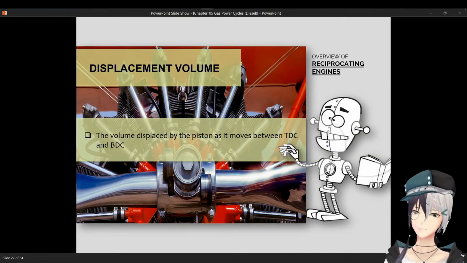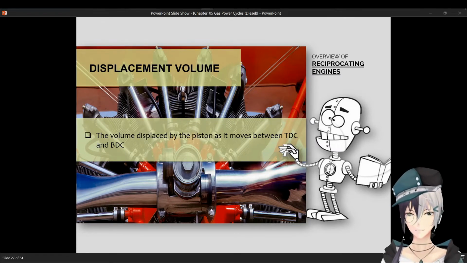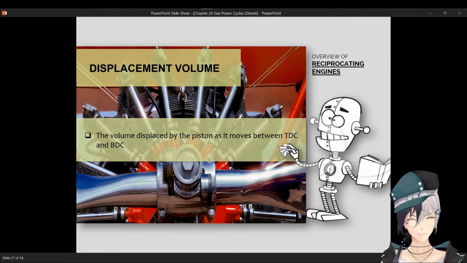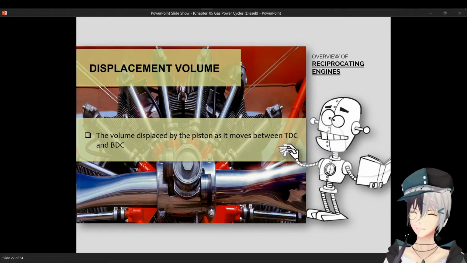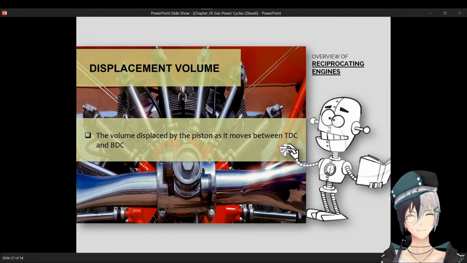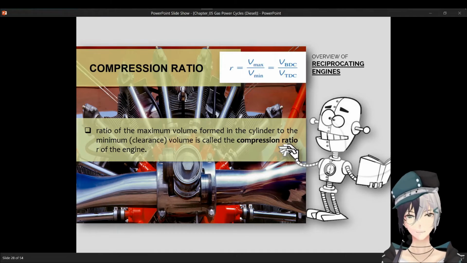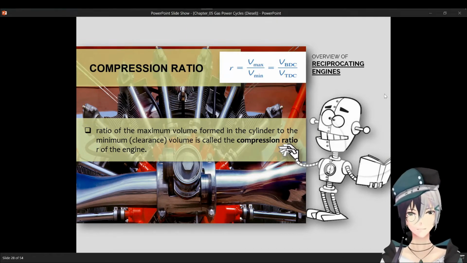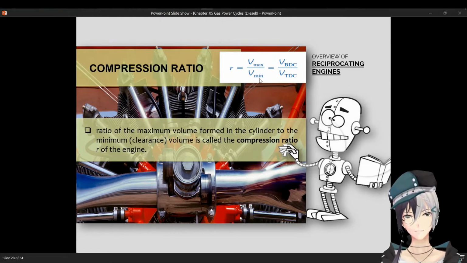And then we have the displacement volume, or volume displaced. That is the volume wherein the piston moves from the top dead center to bottom dead center, or from bottom dead center to top dead center. Then we have the compression ratio, which is your maximum volume divided by minimum volume.